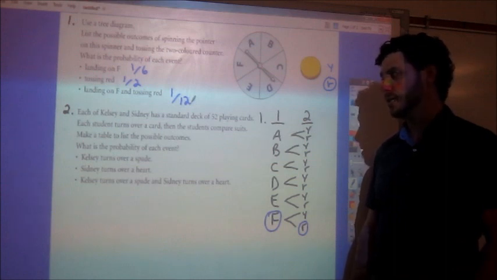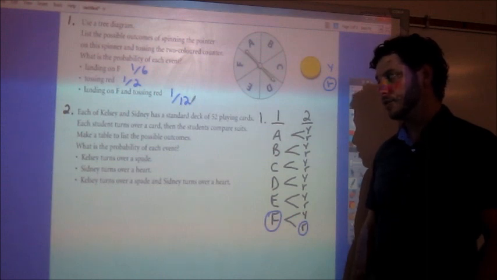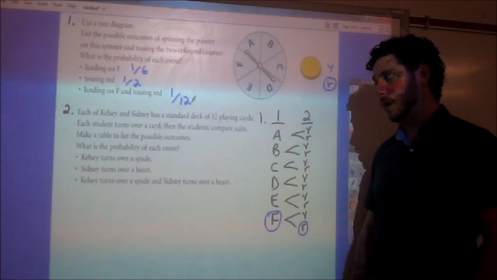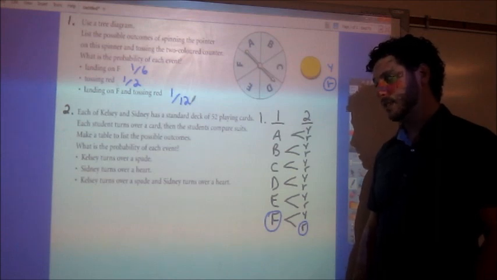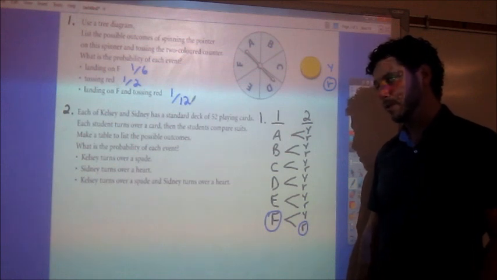Each of Kelsey and Sydney has a standard deck of 52 playing cards. Each student turns over a card, then the students compare suits. Make a table to list the possible outcomes. What is the probability of each event? Kelsey turns over a spade, Sydney turns over a heart, Kelsey turns over a spade and Sydney turns over a heart.